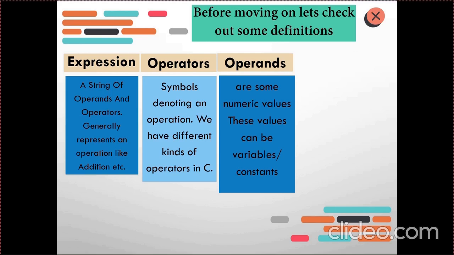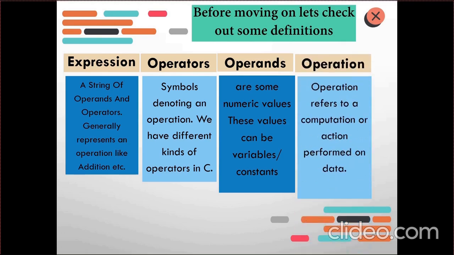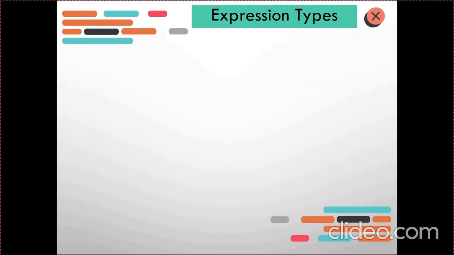So we can easily have an expression involving constants as well. Like we can have an expression like 7 plus 8, which means that we are adding the two values 7 and 8, which are both constants but not variables. Similarly, what is an operation? Operation refers to a computation or action performed on data. Say in the current example that we are quoting, a plus b, a and b would be constituting the data of our operation, which in this case is the addition operation.